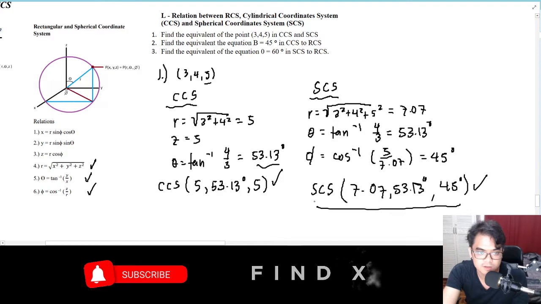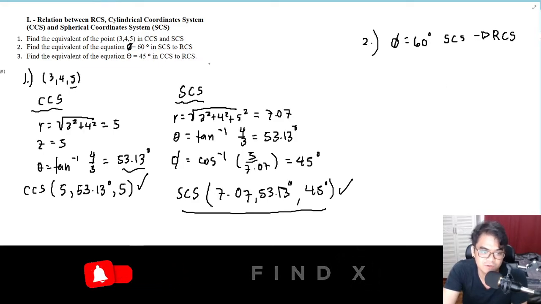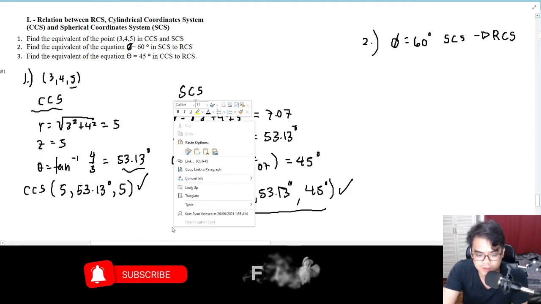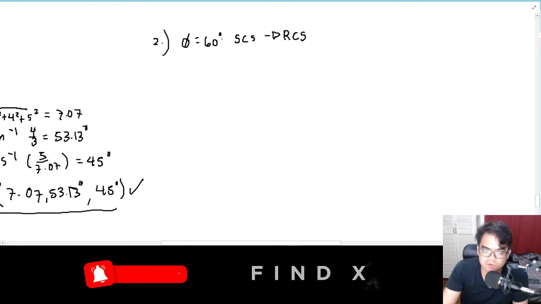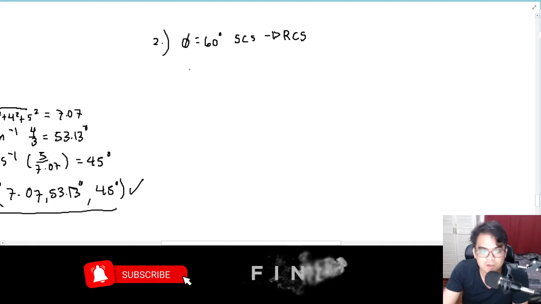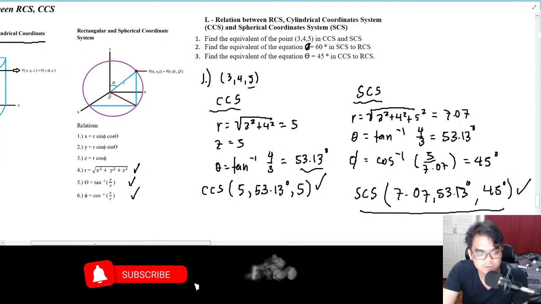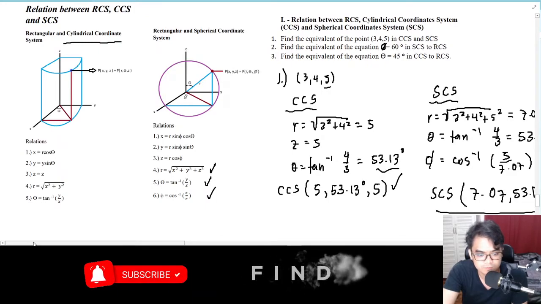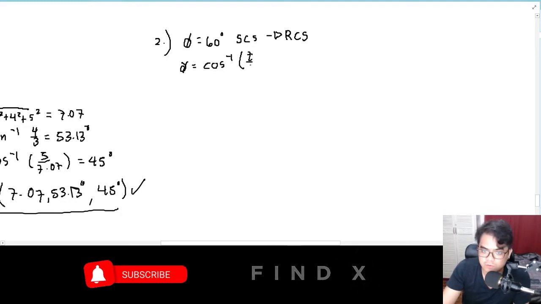Okay, let's try number 2. For the next problem, we have to find the equivalent of the equation. That's actually phi; I changed it already. Phi is equal to 60 degrees, which is in spherical coordinates. We have to make it in RCS, or rectangular coordinates. Remember that phi is equal to the arc cosine of z over r.